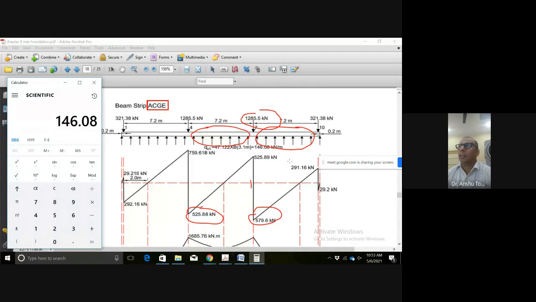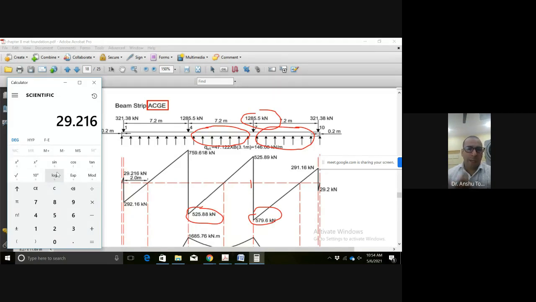146.08 into 0.2. हमने 0.2 से इसको मल्टीप्लाई किया तो क्या मिला हमें? पॉइंट लोड मिल गया. हमने यूडीएल को पॉइंट लोड में कन्वर्ट कर दिया.